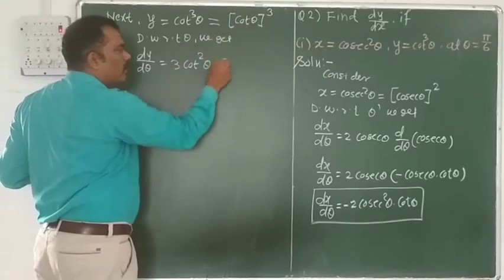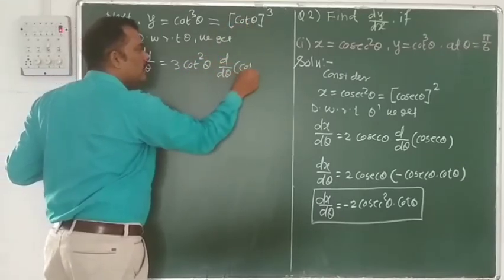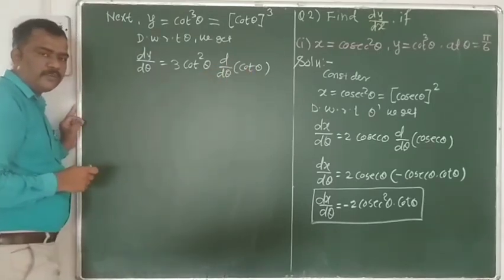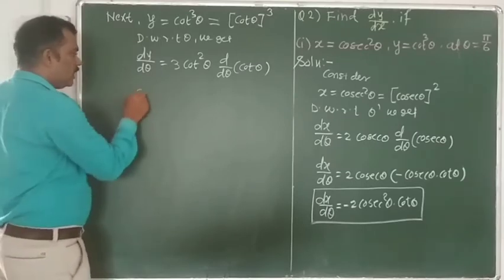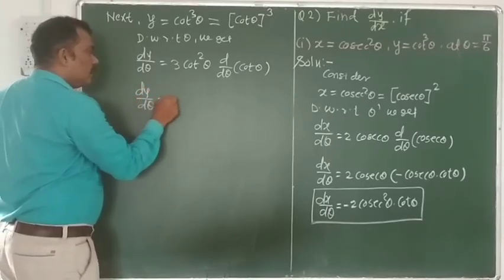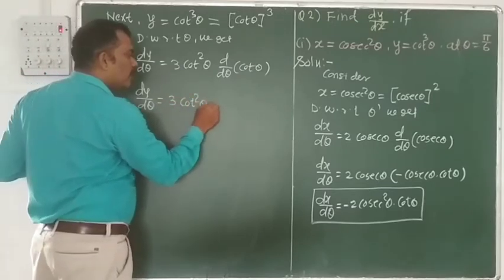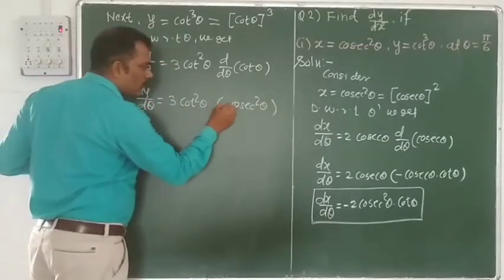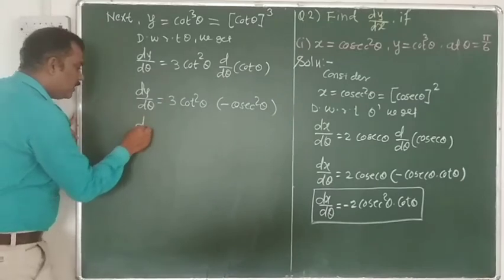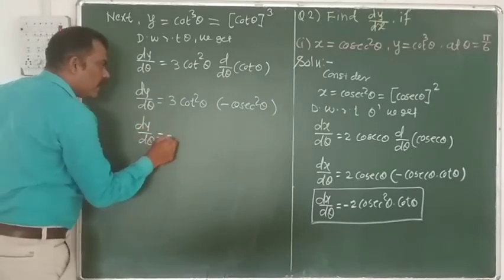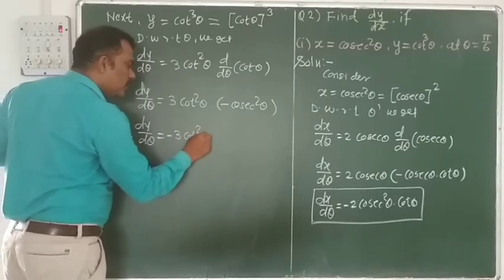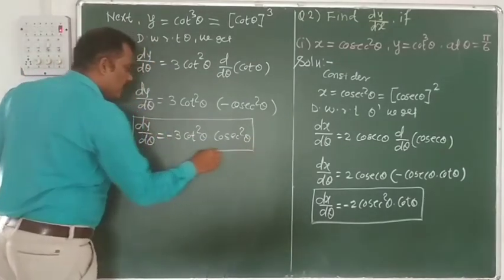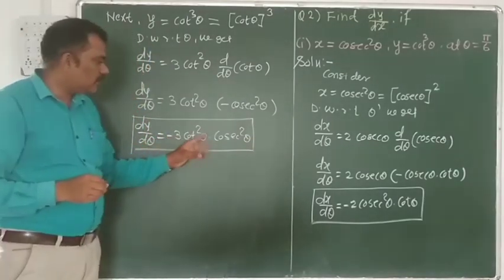Now we have to keep the finger on cot theta, that is d by d theta of cot theta, the derivative of cot theta with respect to theta. Now we have to know the standard formula related to the derivative of cot theta. It is nothing but minus cosec square theta. So that dy by d theta is equal to 3 times cot square theta into minus cosec square theta. So we can write dy by d theta is equal to minus 3 times cot square theta into cosec square theta.